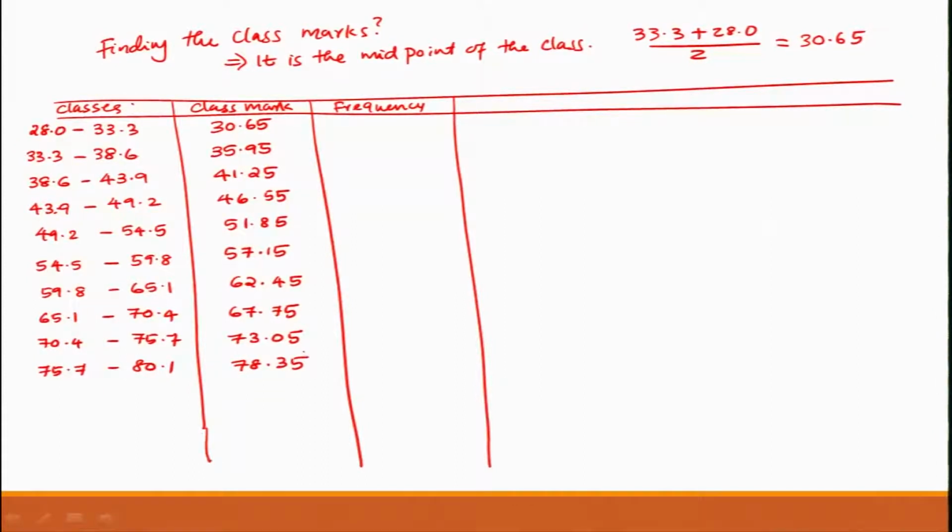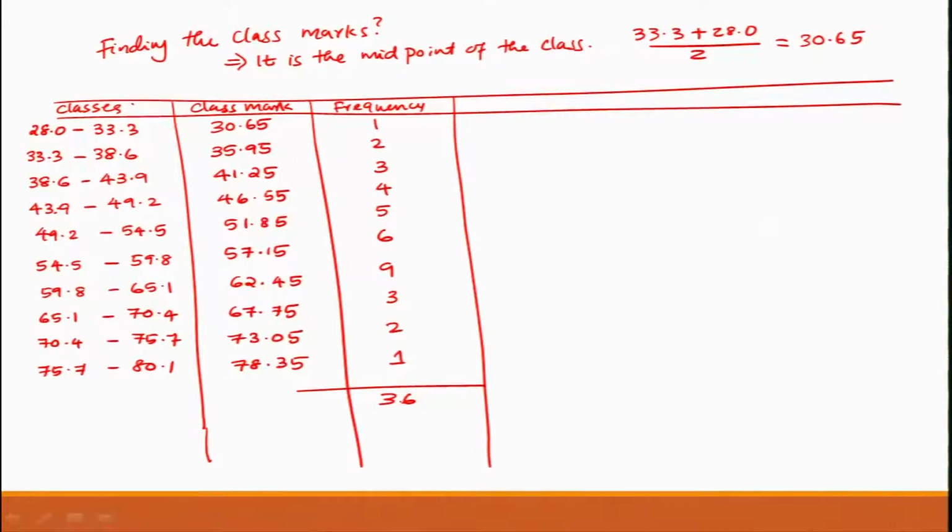And the frequency of this is, as I said earlier, 1, 2, 3, 4, 5, 6, 9, then we have 3, 2 and 1. So, this is the frequency, and the sum of the frequencies adds up to 36.